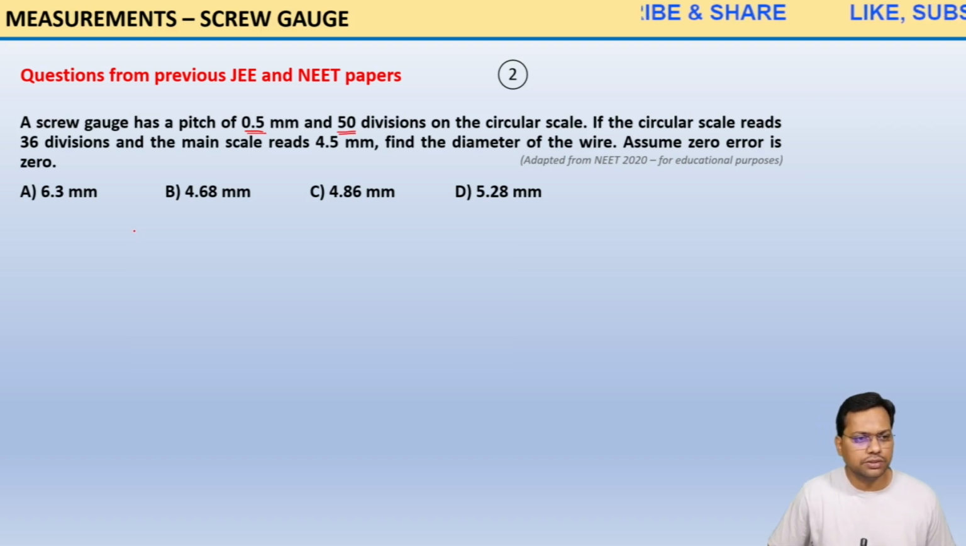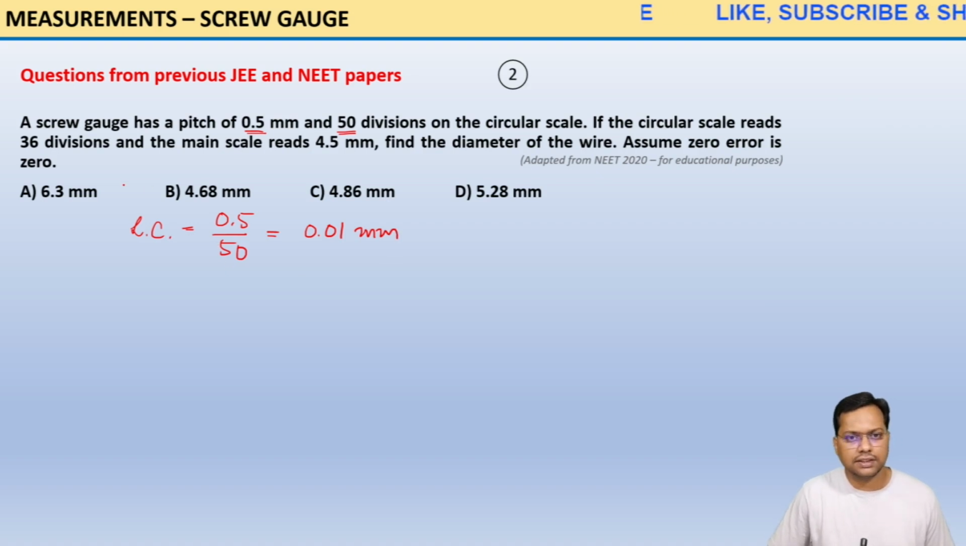So by using these two values, we can calculate the least count of the screw gauge. That is, least count is equal to pitch by number of head scale divisions. That is 0.5 divided by 50. That gives 0.01 millimeter.